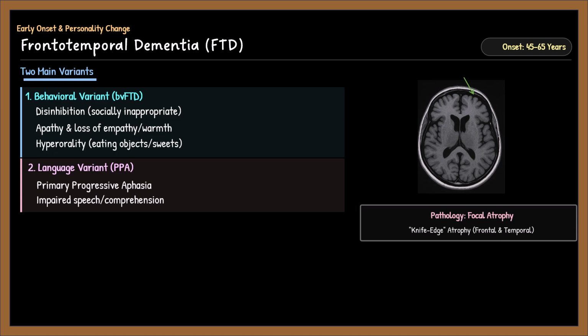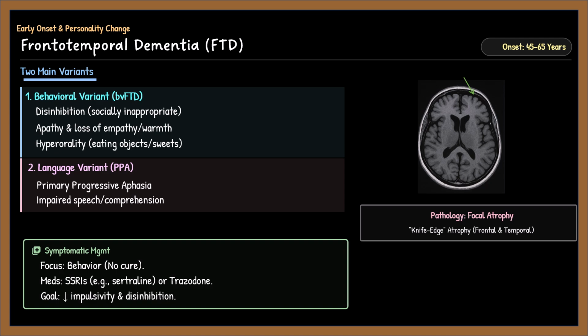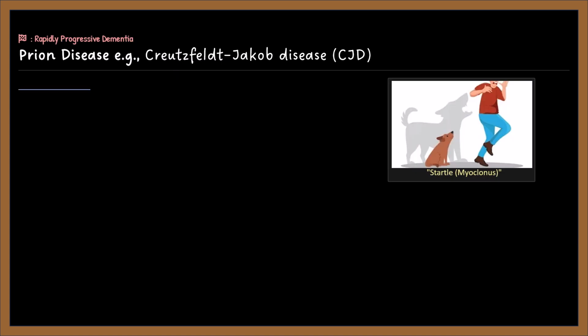So how do we treat this? The focus is on behavior. Like many dementias, there is no cure. Meds are SSRIs or trazodone, and the goal of these meds is to decrease the impulsivity and the disinhibition. Next, we are going to discuss prion disease.